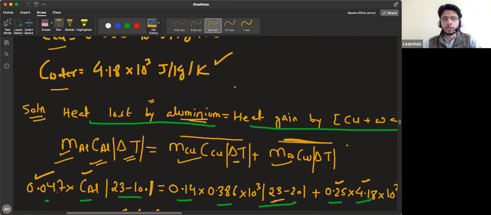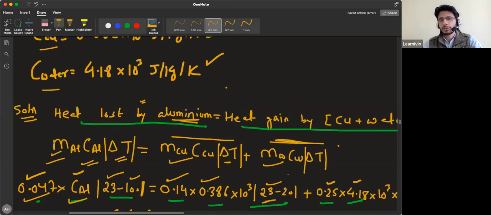So mass of aluminium is this. Specific heat of aluminium is unknown. Final temperature was 23 and initial was 100, so it comes out negative. That's why I put this into the modulus. Here, mass of copper is this, specific heat is this, change in temperature is 23 minus 20. Similarly for water also. The rest you can calculate.